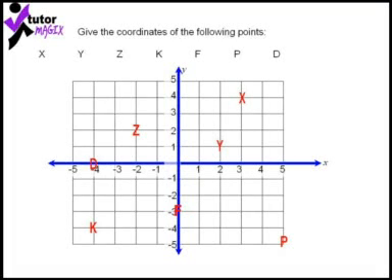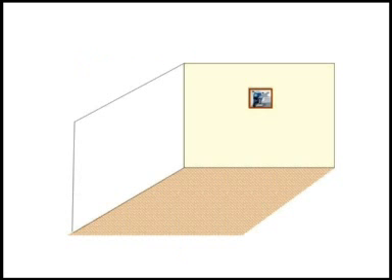We are required to give the coordinates of those points x, y, z, k, f, p and d, all listed on this diagram. Now this diagram is called a Cartesian diagram because it has a y and an x axis. Let's just take a look first before we proceed with this question as to exactly what it means if we talk about the Cartesian diagram.